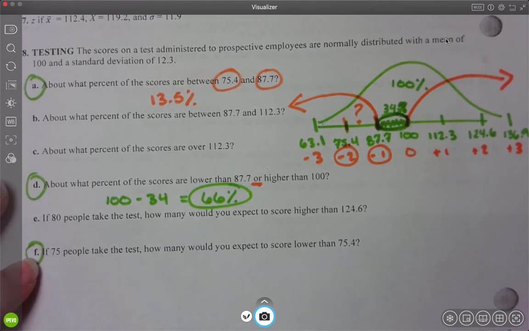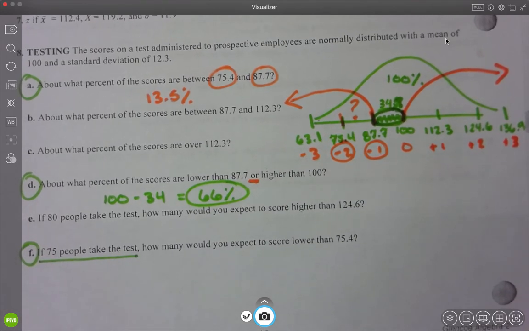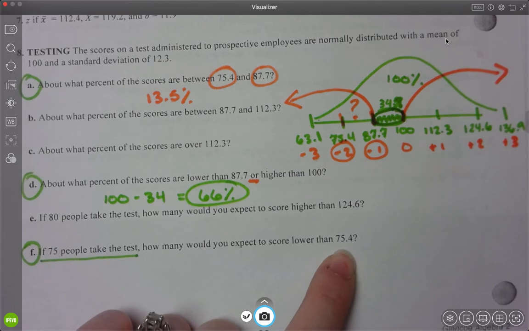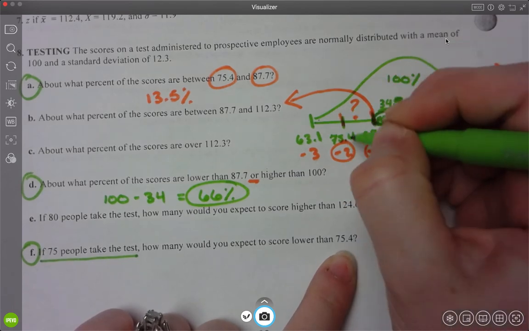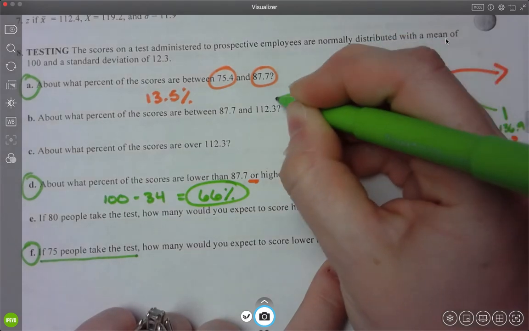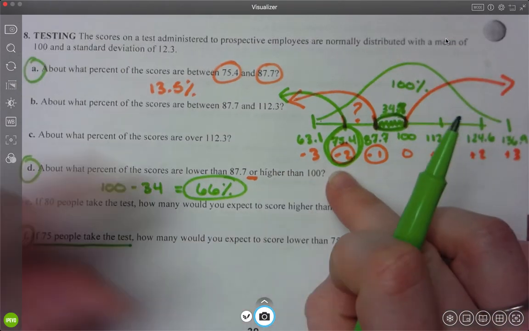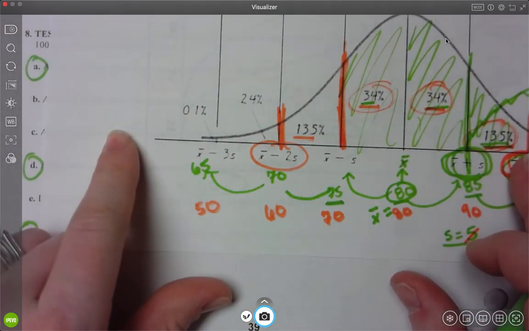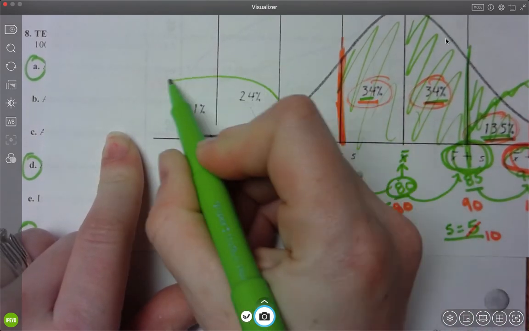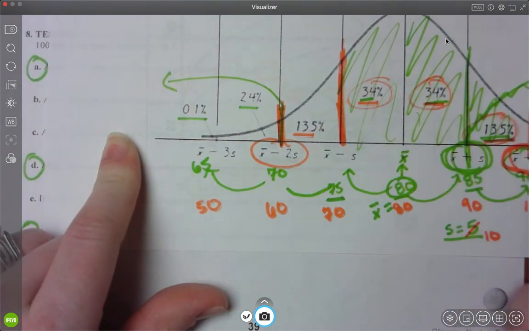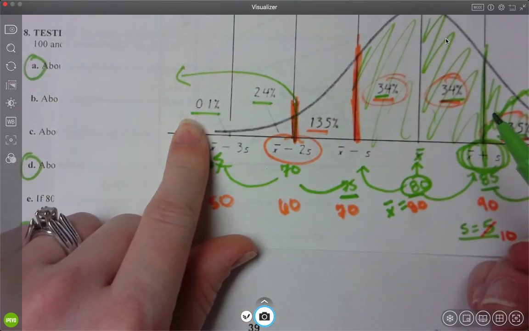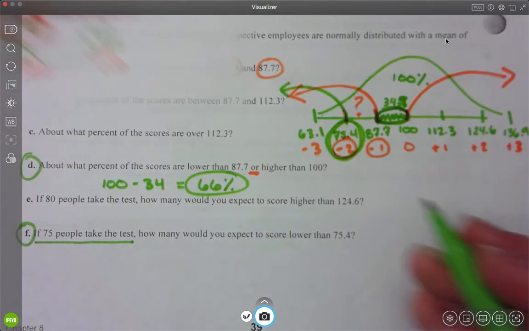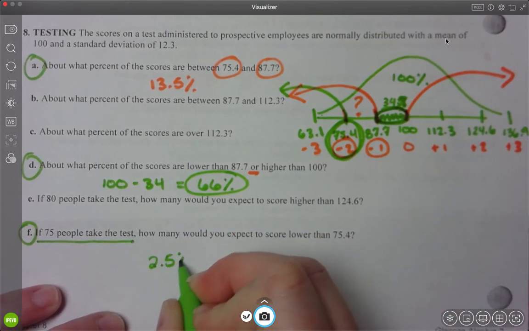In F, this one's a little bit trickier. It says if 75 people take the test. We'll deal with that here in just a minute. If 75 people take the test, how many would you expect to score lower than 75.4? 75.4 is here again. Let's go lower than that. So we're going lower than a -2. So what percentage, or how many, are lower than a -2? That would be from here on this way. So what percent would that be? 2.4% and 0.1%. We've done that already. What percent is lower than that? That would be 2.5%.